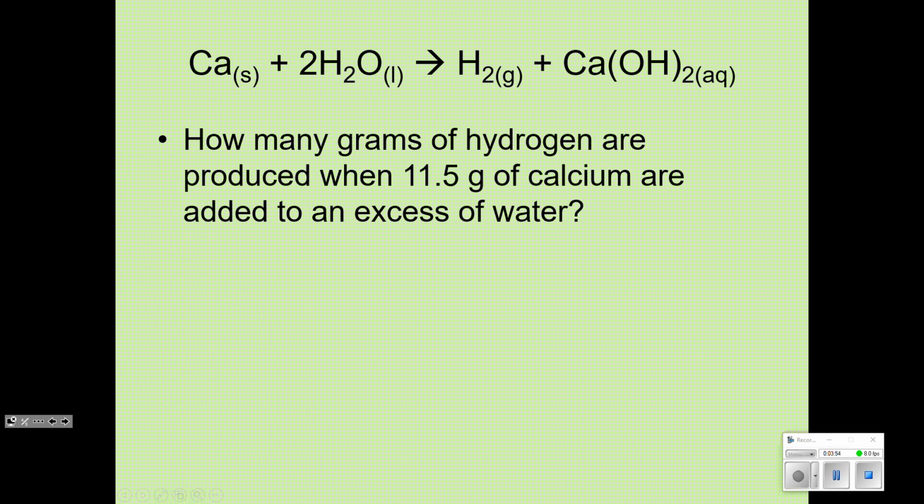So here's the question that we're going to solve. Okay, maybe you don't have to write down the full question. I'll show you another way we can write this out here in a minute. The question says: how many grams of hydrogen are produced when 11.5 grams of calcium are added to an excess of water?